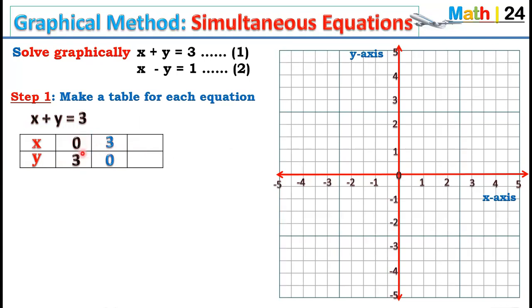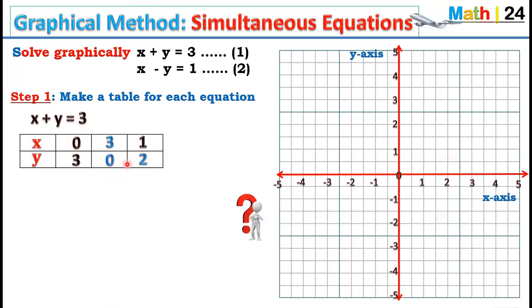So let's take another point apart from 0. Let's take, for example, x is 1 or y is 1 or something like that, okay? So if x is equal to 1, you substitute here. You have 1 plus y equals 3. So 1 plus which number will give us 3? y must be equal to 2. Now with these 3 points, you are safe.